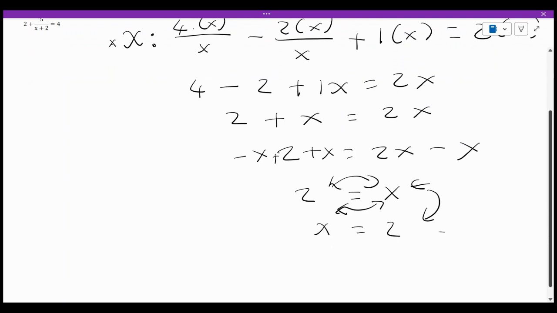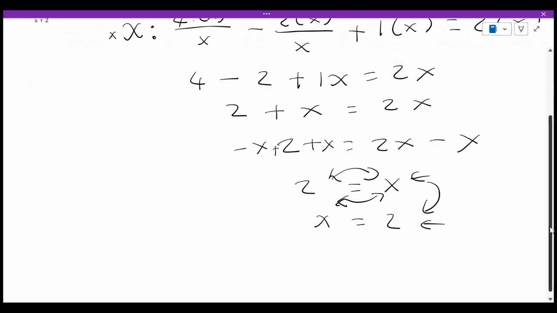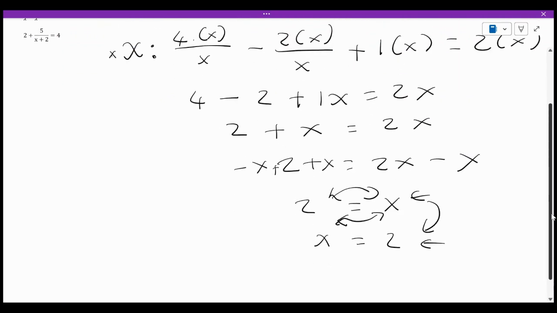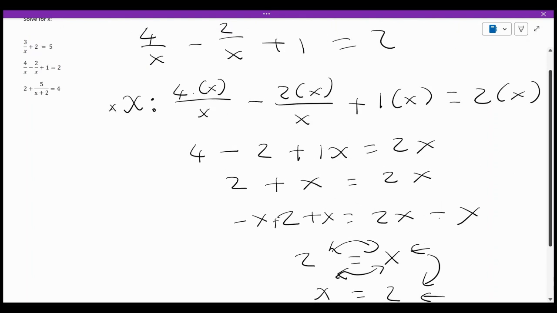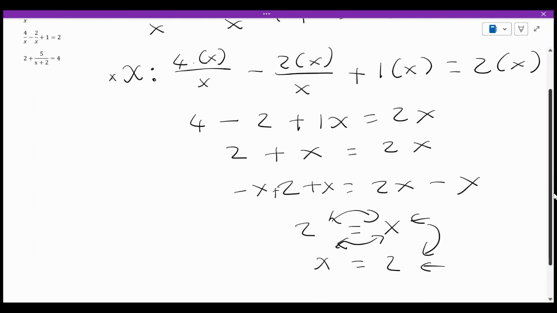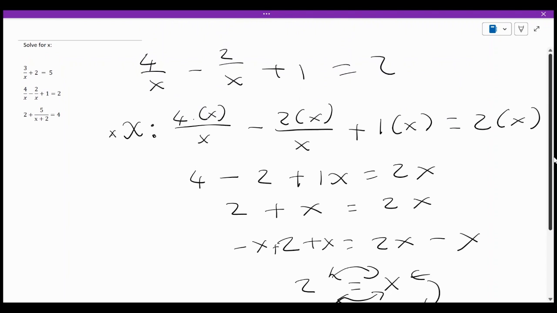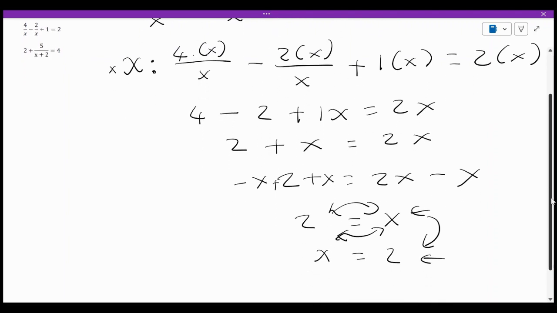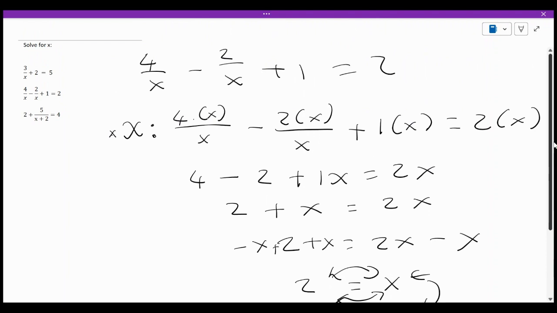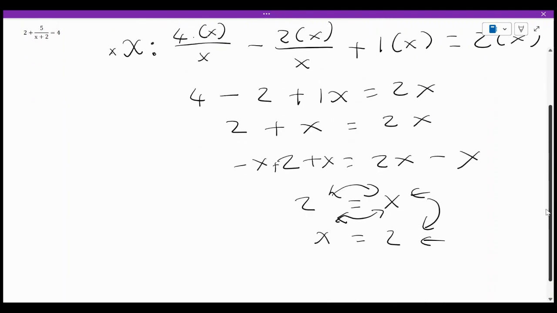But we just like to leave it this way, the variables on the left. But in terms of calculation, it doesn't always have to be on the left. It just depends on what's convenient at the time, whether I should put it on the left or I should put it on the right.